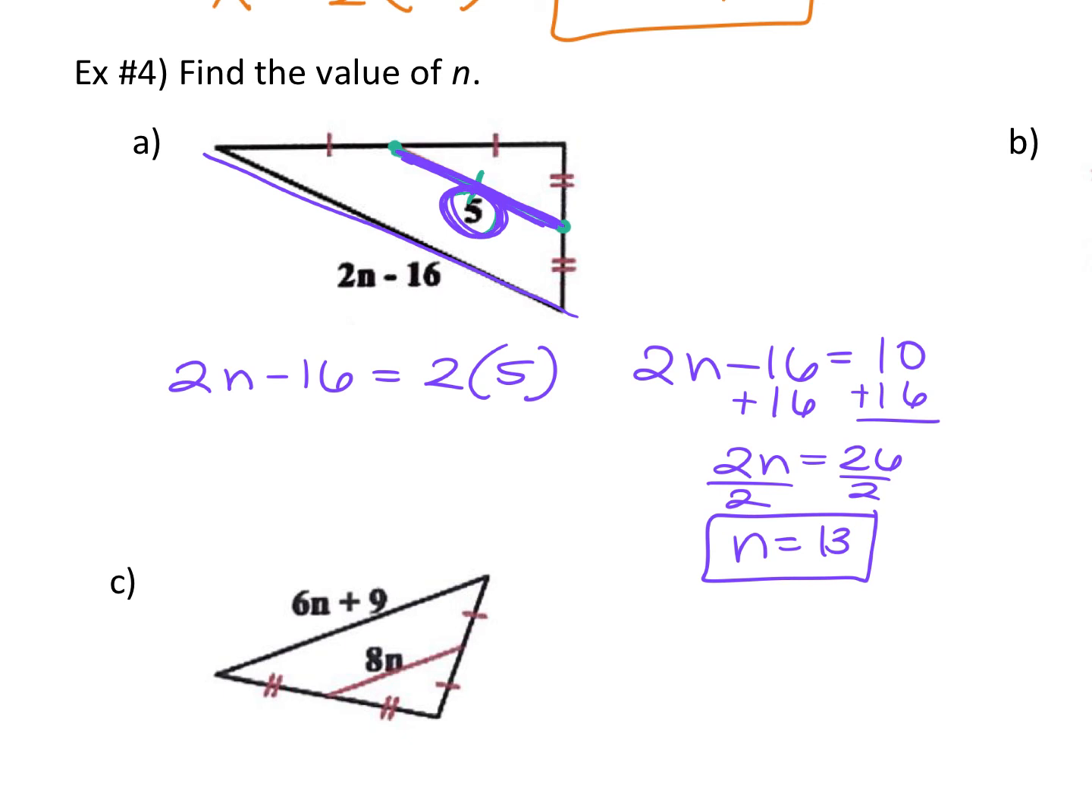That makes sense? Now, if you plugged it back in, 2 times 13 is 26. 26 minus 16 is 10. So we're saying this segment is 10 when this segment is 5. Does that make sense? Yeah, the one is half of the other.